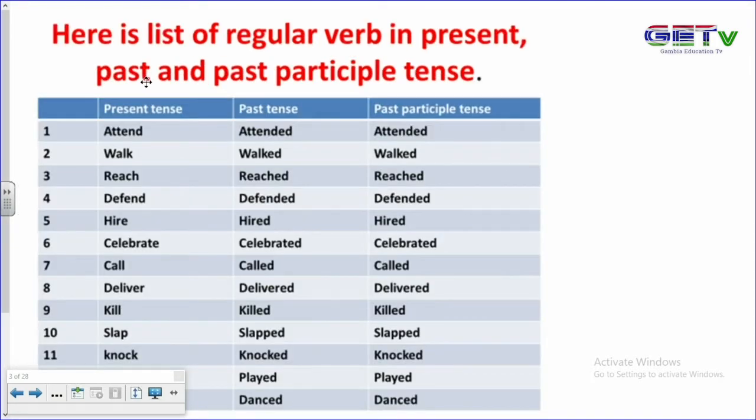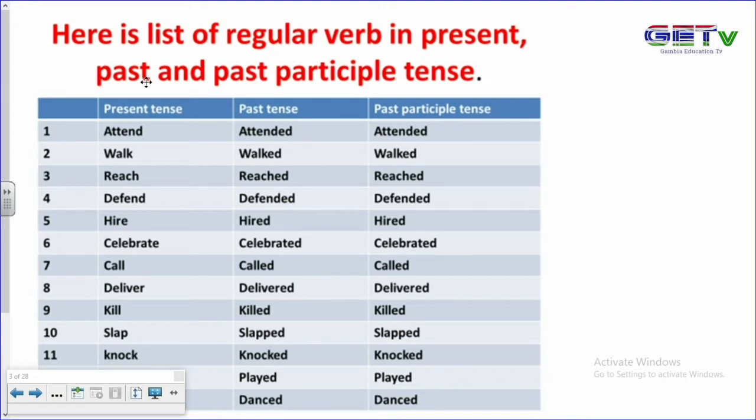We move on. Here is a list of regular verbs in present, past, and past participle tense. You were told that regular verbs form their past tense by adding d or ed to the base form. So let's get them: present tense in the table, past tense, and past participle. We have the words attend, attended, attended. In the past tense, you need to add ed, and in the past participle, you also need to add only ed.